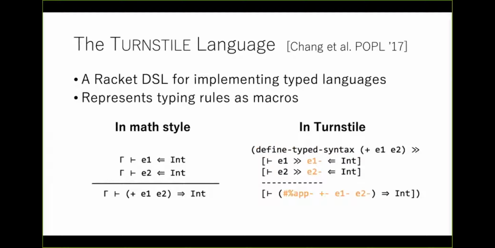The difference is that we have expressions suffixed with a minus. These are untyped Racket expressions, which are used to define the runtime behavior of typed expressions. In this example, we simply define the behavior of typed addition using the type-erased version of the two arguments, as well as the Racket primitives for application and addition. Thus, in Turnstile, we can write typing rules just as we do on paper, and at the same time specify the runtime behavior in a very concise way.